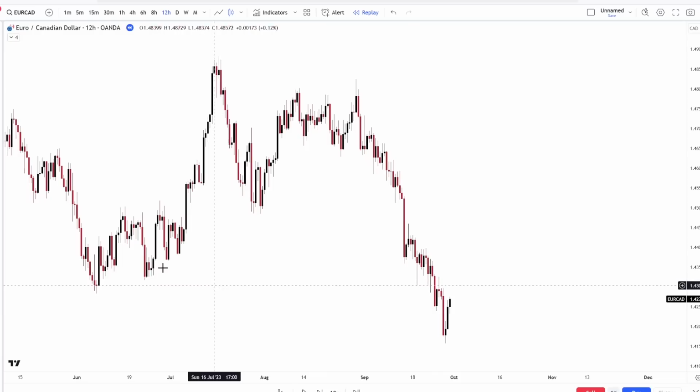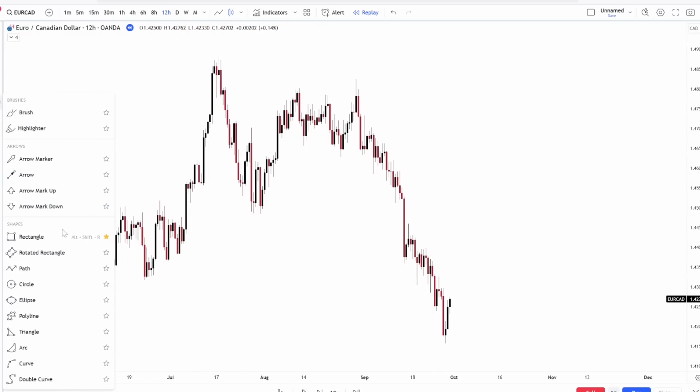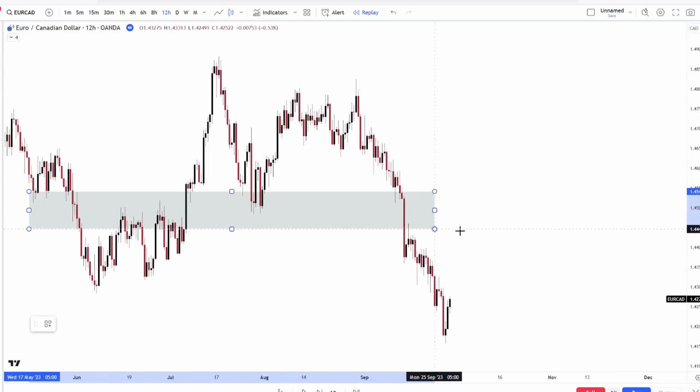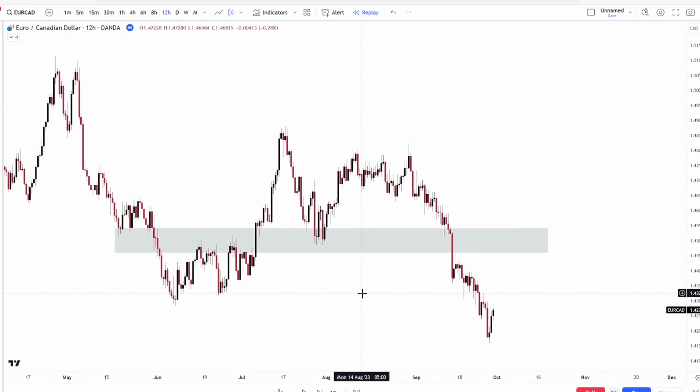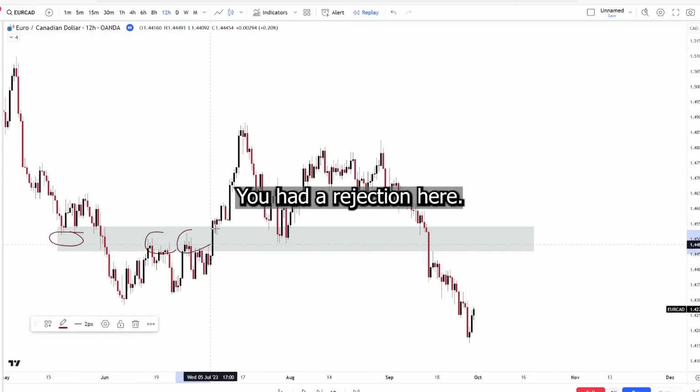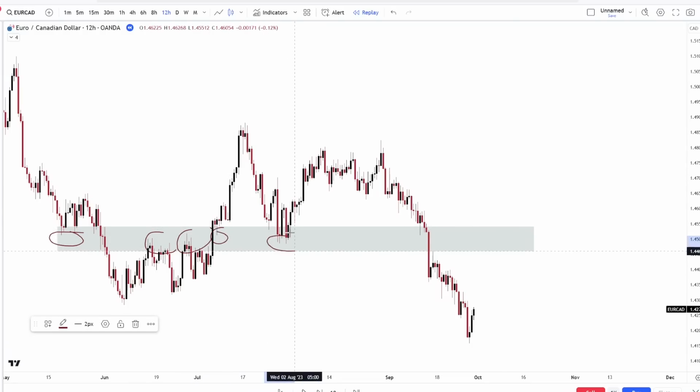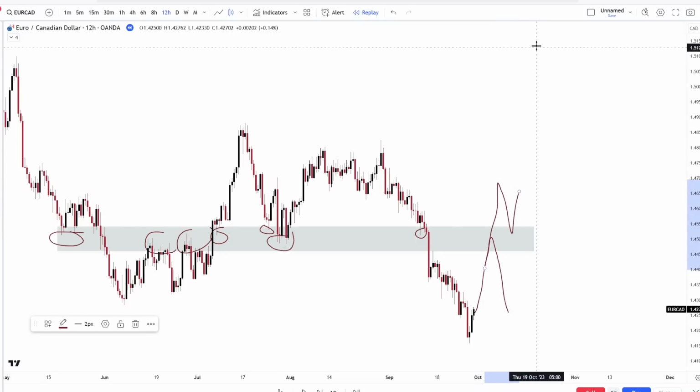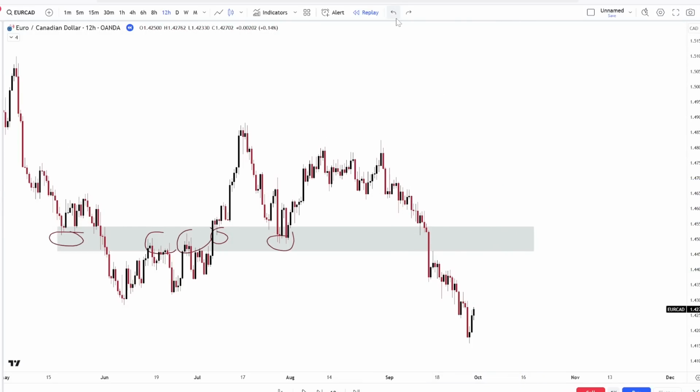Let's take a look. So here you have a rejection zone. Why is it specifically this area? Because if you look closer, you had a rejection here, here, here, here, here, here, and here. So what I would be looking at is if price gets to this level, I might be anticipating a rejection. Now, if price breaks, I'm anticipating a retest. So this is one level of rejection.